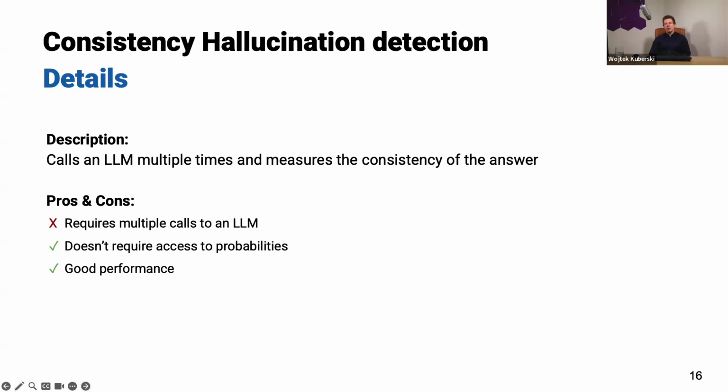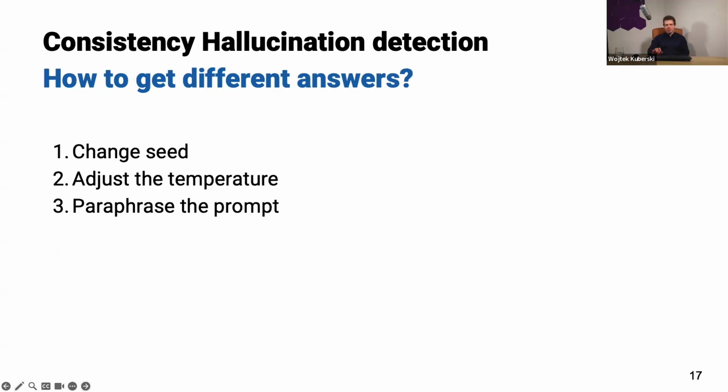Good thing about it, though, is that we don't need access to probabilities. So if we're working with an advanced LLM from, let's say, OpenAI, such as GPT-4, they unfortunately don't output token probabilities anymore. So we'll still be able to use that approach even if we don't have access to token probabilities. And we see that this approach to detecting hallucinations actually has quite good performance. It's able to reasonably reliably detect hallucinations, even though it's quite expensive.